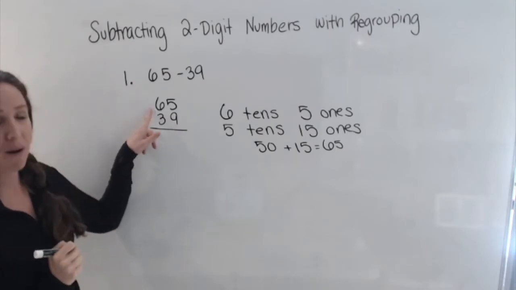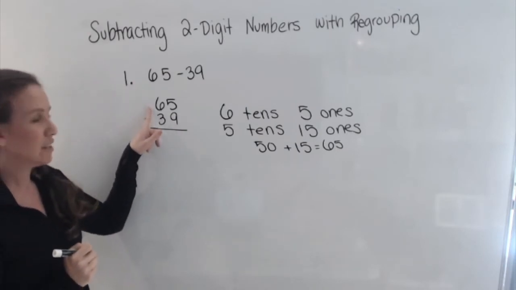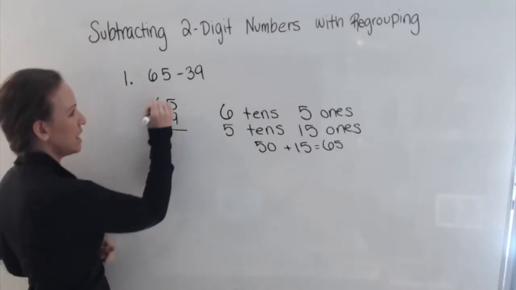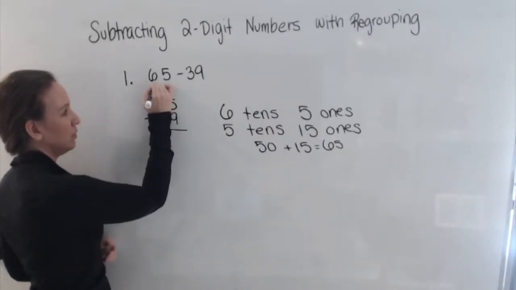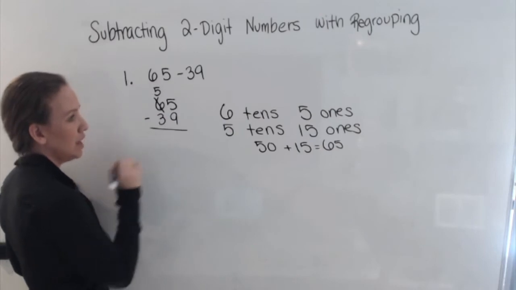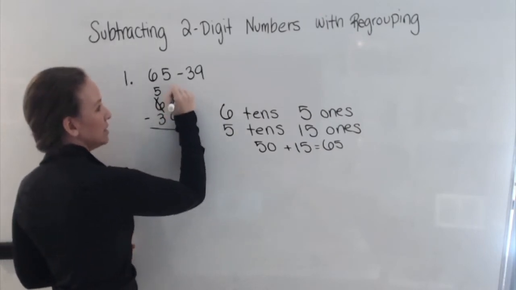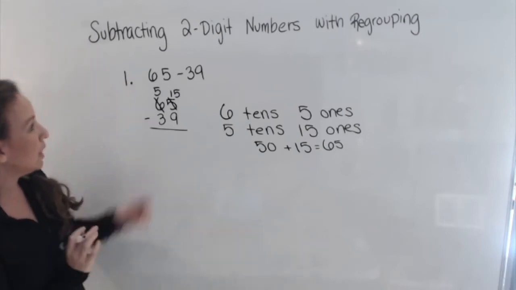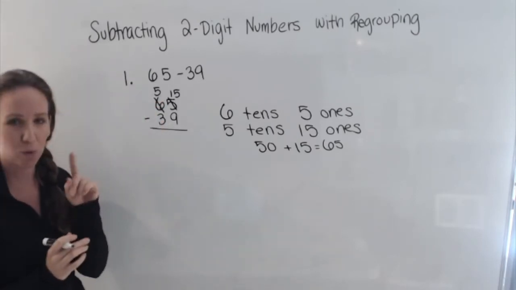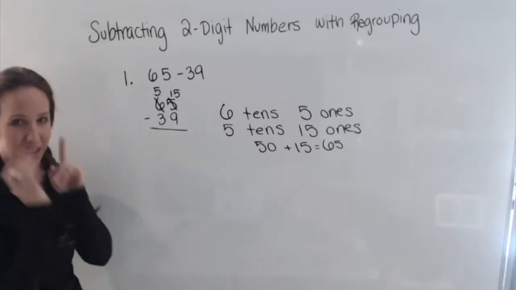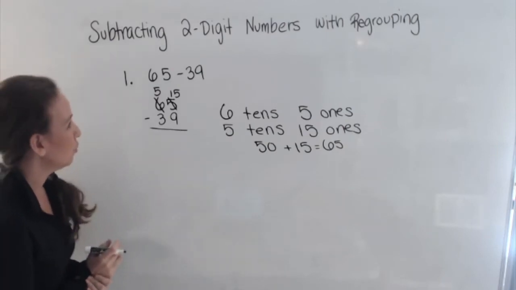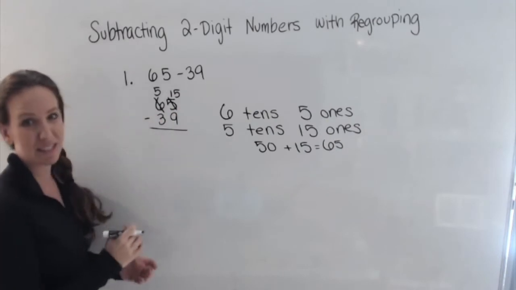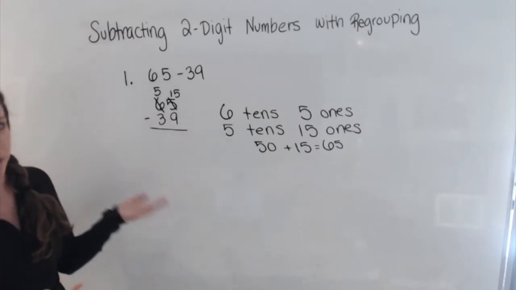We're going to borrow from my 6 tens and give it over to my ones. So let's take one 10 out of that to make that 5, and we're going to rewrite that as 15. Some people like to just put a little line on the top as a 1. I like to rewrite the number. I think you can see it a little better. So now 5 tens and 15 ones is the same thing as 65, just written in a different way.